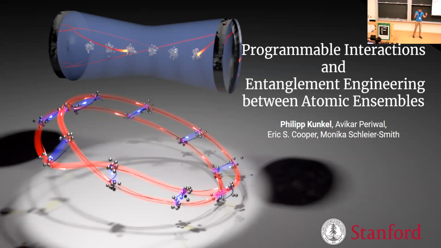And so what I'm going to show you today is how we use this optical cavity to generate interactions that are programmable between atomic ensembles, so between neutral atoms. Afterwards, I will also show you how we can use these interactions to engineer some interesting entangled states inside the system. So let me first start by introducing neutral atoms a bit.